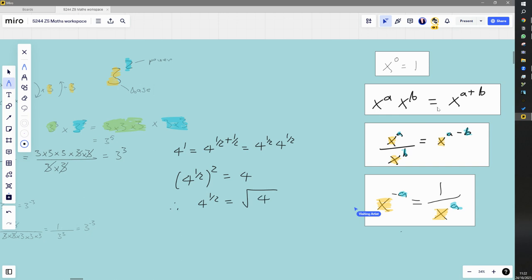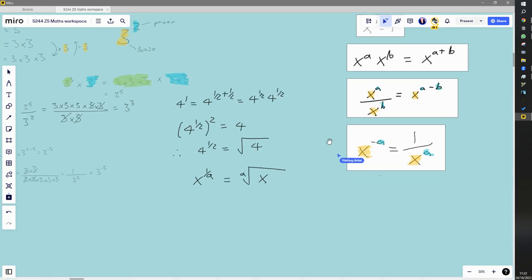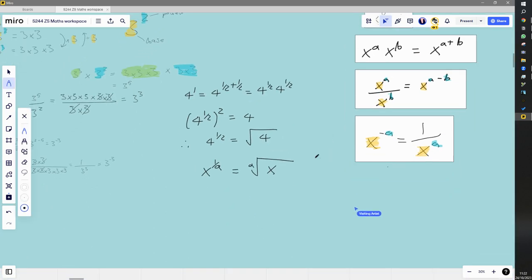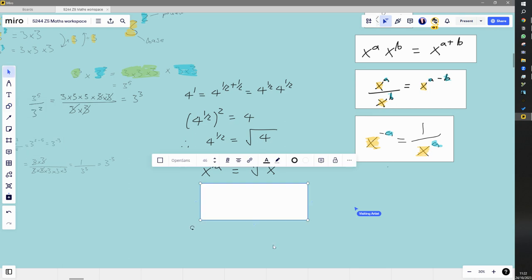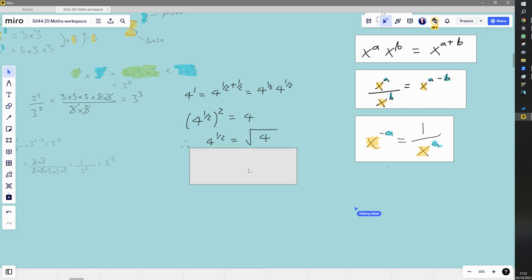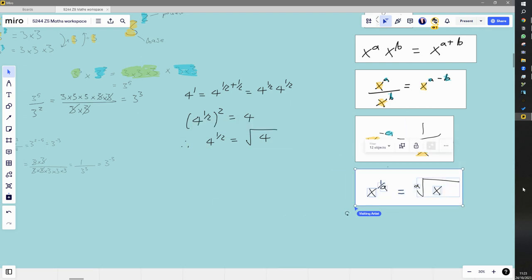So in other words, what we can say is that x to the power of 1 over a is equal to the a-th root of x. Now that one's a weird one to understand, but we'll do a bit of practice and maybe I can try to explain it a little bit more clearly. But I'll just include that bit for the video, and then we're going to be trying to apply these rules as well now. So I'll just stop the video there.